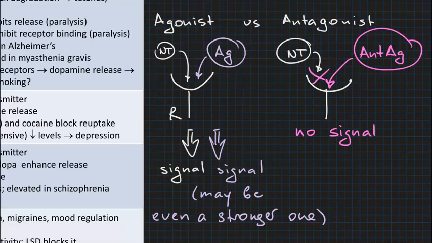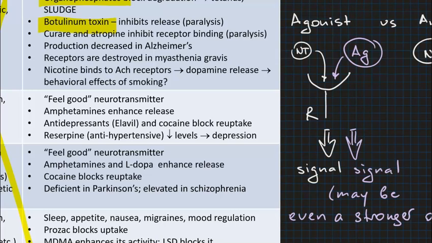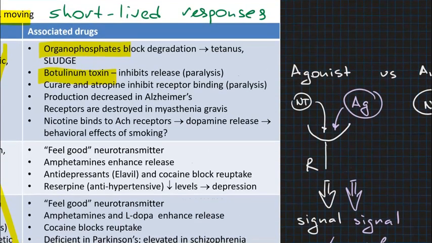So let's take a look at some examples that we have here. A really good example of the agonist is nicotine. We have receptors for neurotransmitter acetylcholine in the brain, and nicotine binds to those receptors, and it binds much better than acetylcholine. So it provides a pretty strong stimulation of those receptors.